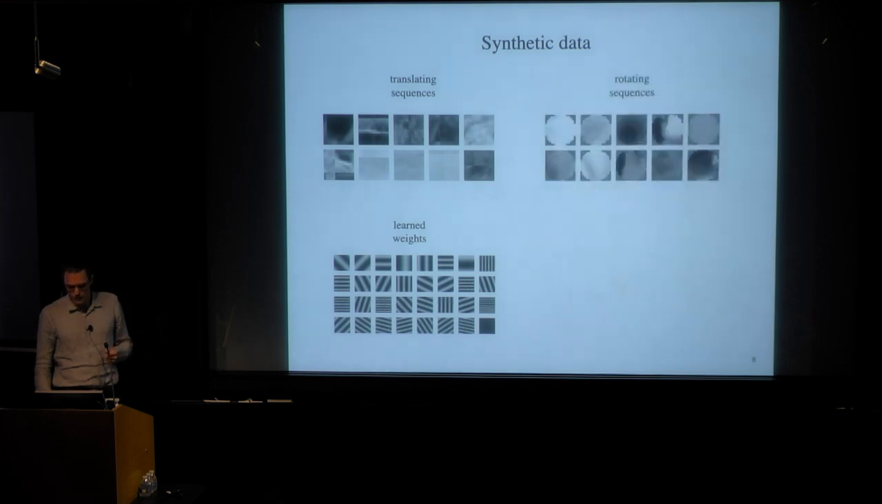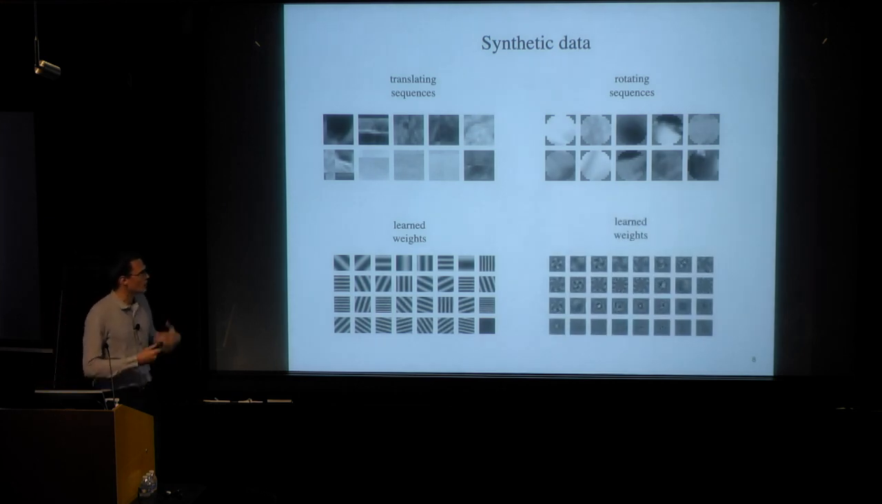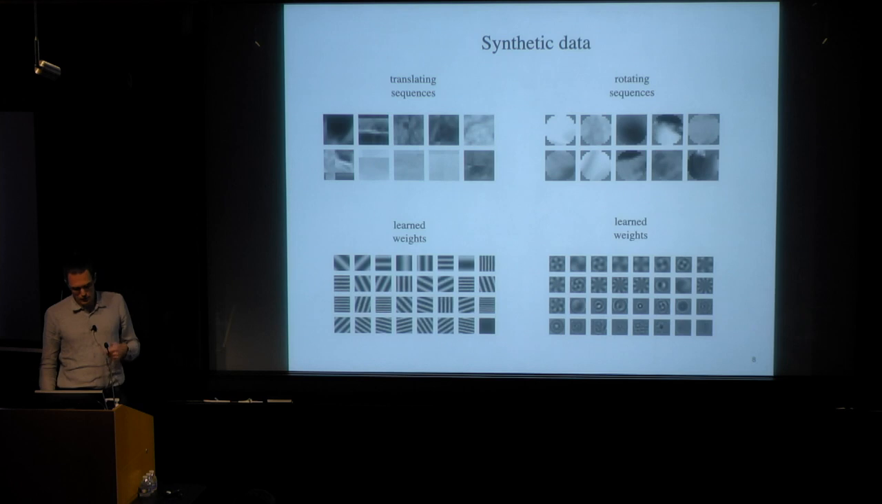If we now do the same thing with rotation sequences, so these are also image patches that are rotating at different speeds in different directions, then we recover what is known as disk harmonics. So they are the exact analog of the Fourier waves, but for rotations in 2D. So that's just to verify that this approach can help us discover symmetries from just observational data.